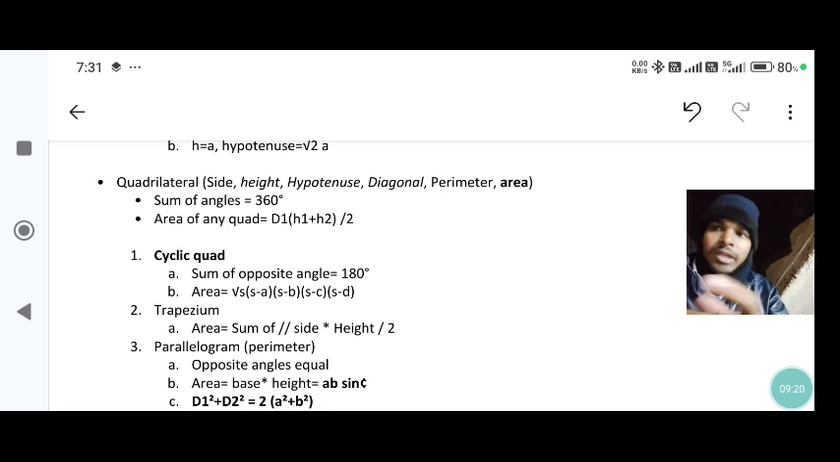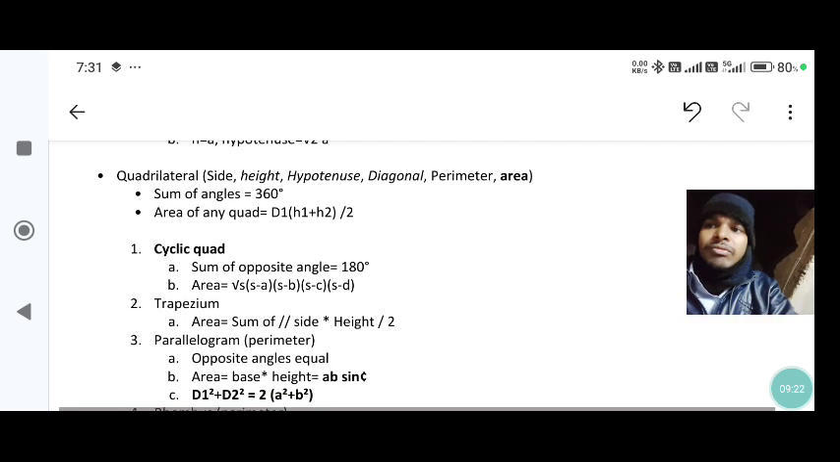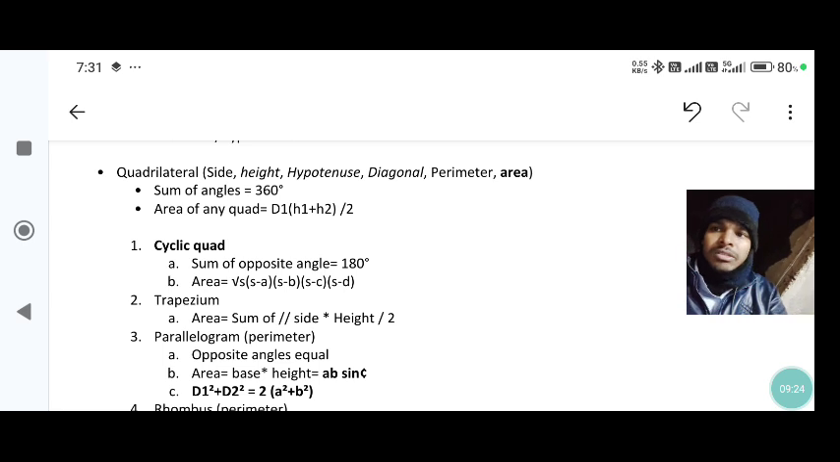Now coming to the quadrilateral side. For a quadrilateral, we can measure side, height, hypotenuse, because a quadrilateral will contain a set of triangles, at least two or many triangles. So we can calculate the hypotenuse of those triangles, or we can say the diagonal of the quadrilateral, or we can calculate the perimeter or area.